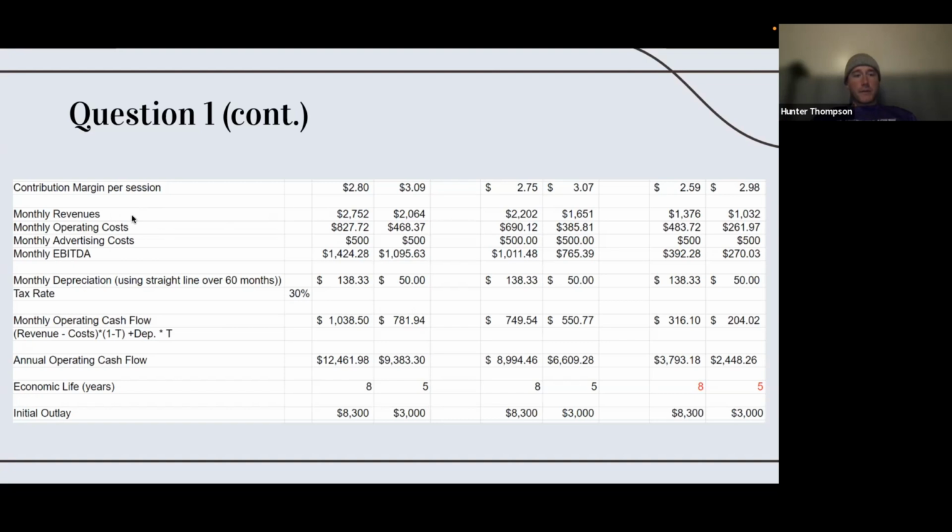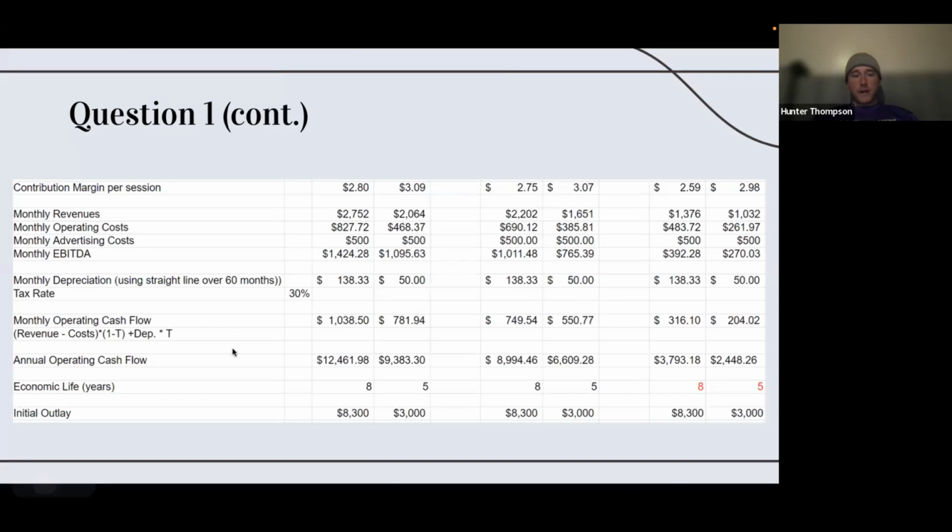And then we can look at monthly revenues and operating and advertising costs, as well as our EBITDA. Revenues being the highest, obviously, for our best case, and then the lowest for our worst case, with the worst case ending up around 1,300. And then with those numbers, we can look at our monthly depreciation, where we use the same straight line depreciation and a tax rate of 30%. We use those and we can get our monthly operating cash flow.